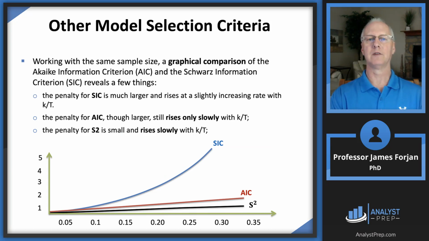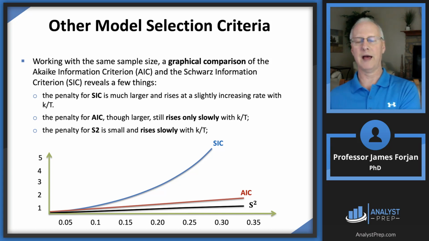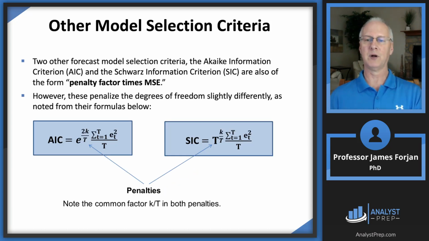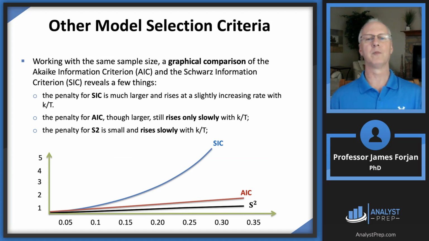Now let's look at same sample size, a graphical comparison of the AIC and the SIC. And so notice what's happening here. As we move through that horizontal axis from 0 all the way out to 0.35, and then as we move up through time, notice that the adjustment for the simple degrees of freedom, the S square, is relatively small. For the AIC, it only rises slowly, but the SIC rises way faster than the other two. So let me go back here. Notice that putting that T in front of the MSE stuff really is a larger penalty.